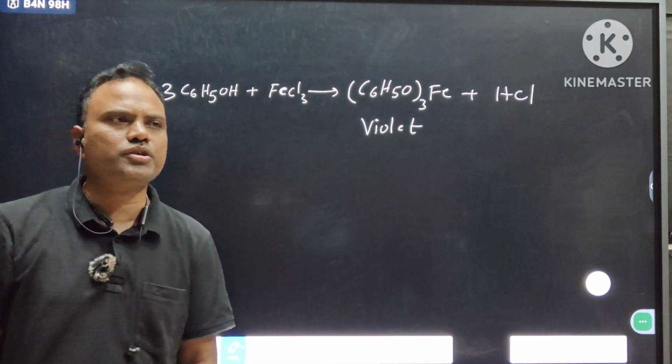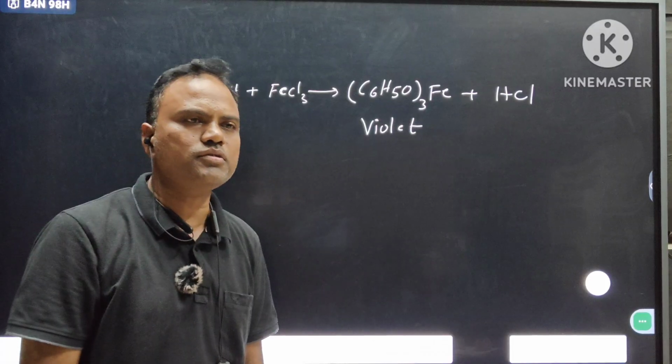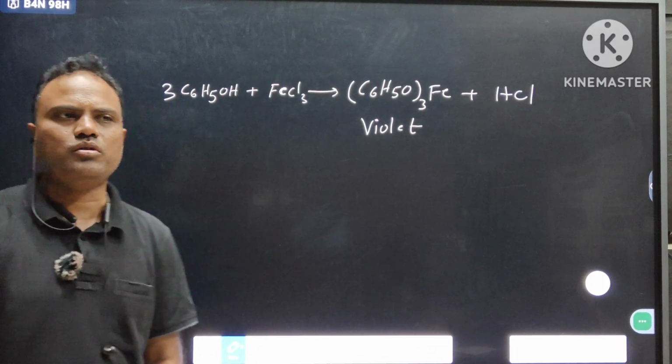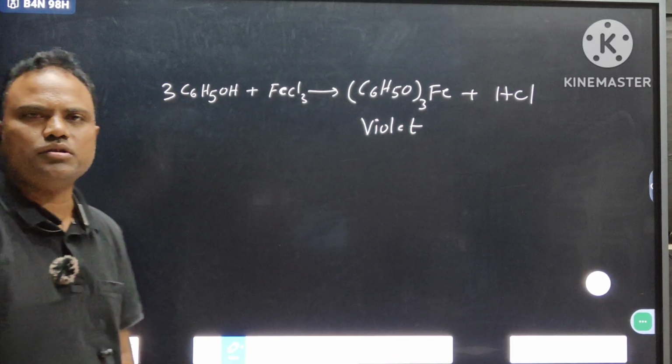Which of the following reagent is used to distinguish alcohols and phenols? Neutral ferric chloride.